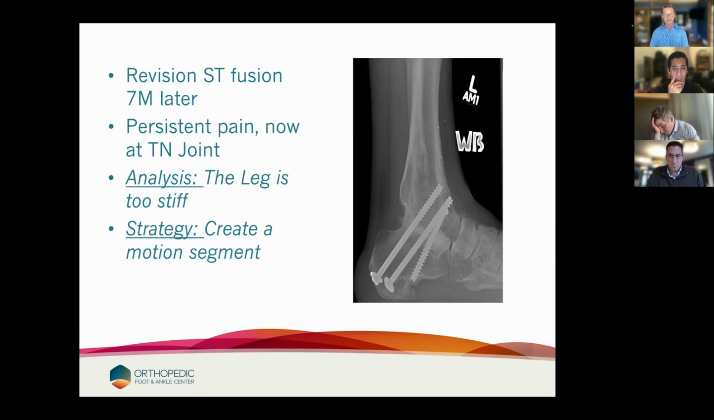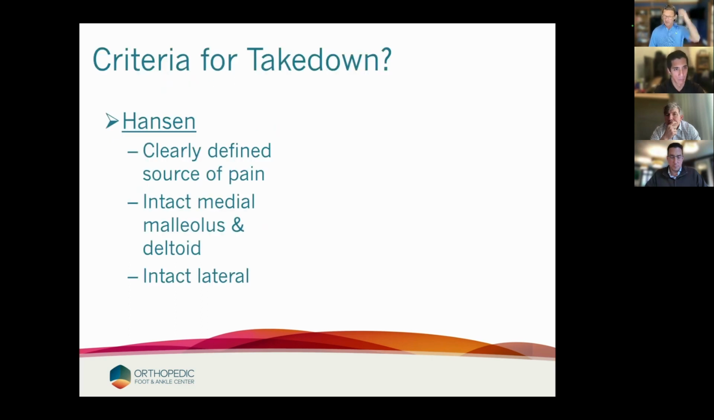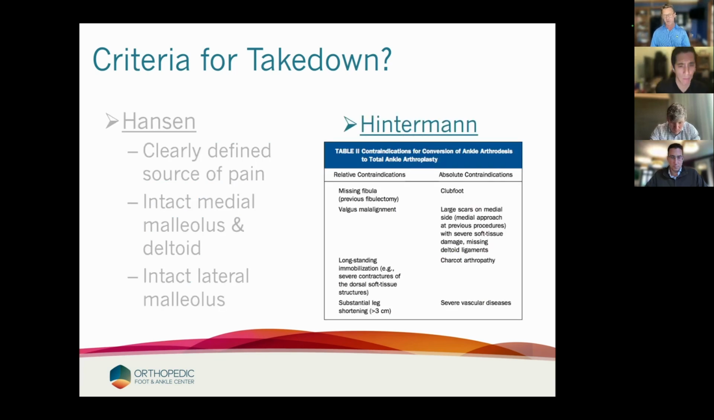So they revised the subtalar fusion. The leg is too stiff. The whole thing's healed on CT, but it's just a miserable situation because it hurts. And the SPECT scan on this one lights up on the tibial shaft. It's just all the weight being transferred up. So if you're going to do a takedown, what's the criteria? Well, Hansen had this criteria: clearly defined source of pain. In this case, his tibia lit up, intact malleoli, and intact lateral malleolus.